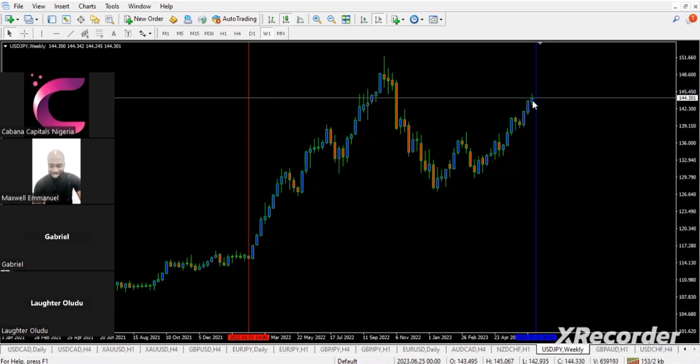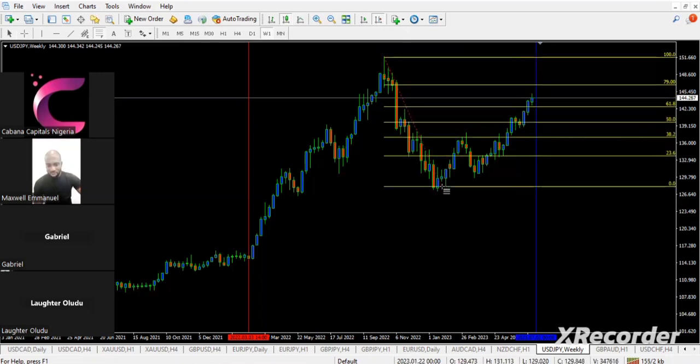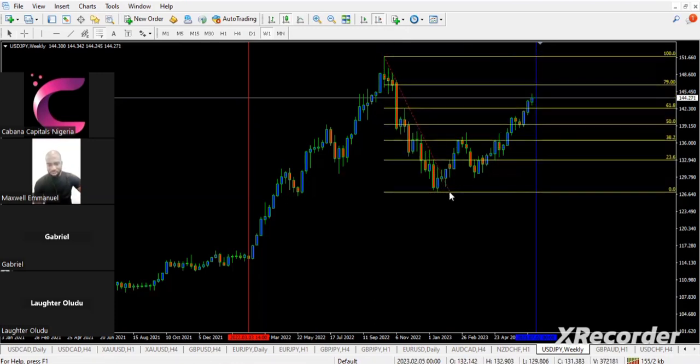So last week's candle, we could say this is a spinning top. Also, if you apply Fibonacci from this swing high to this swing low, you can see JPY is approaching level 79. So at this level, you should expect a pullback. For me, it will not be wise to start buying USD JPY. I can't buy at the current market price.